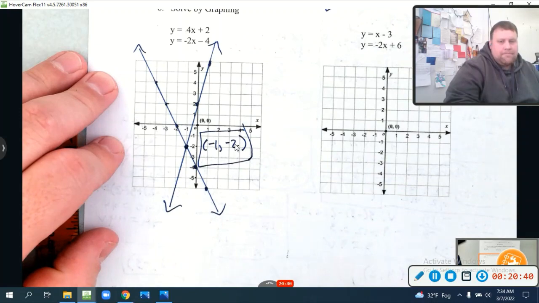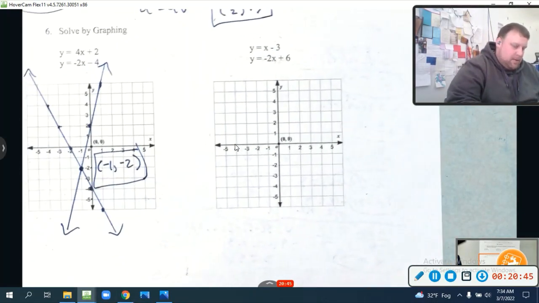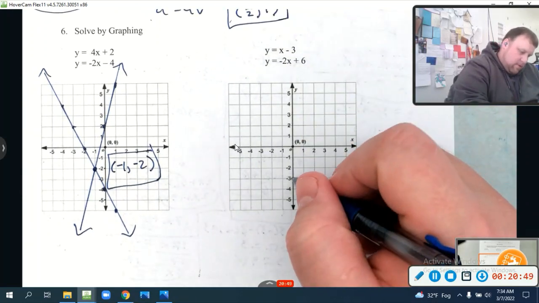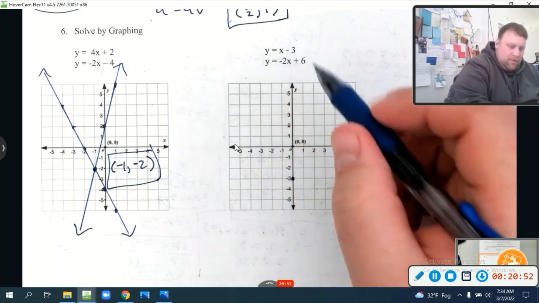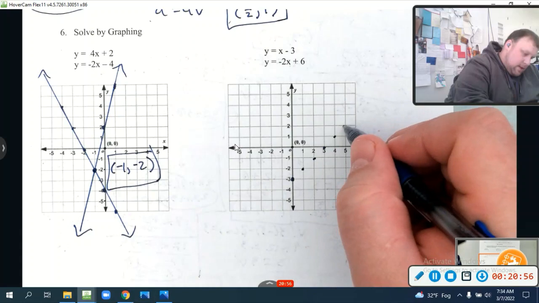Don't just graph it. And for our last problem of the team test, look at this. Start value of -3, slope of 1. Remember, there's a 1 in front of that x. So that means up 1 over 1. We can just trace that diagonal. Boom.